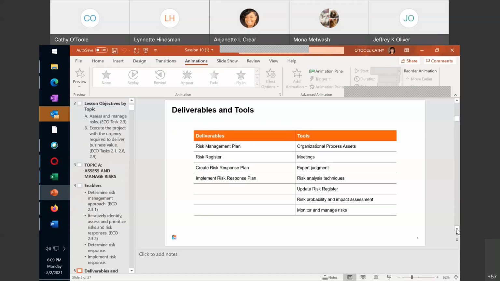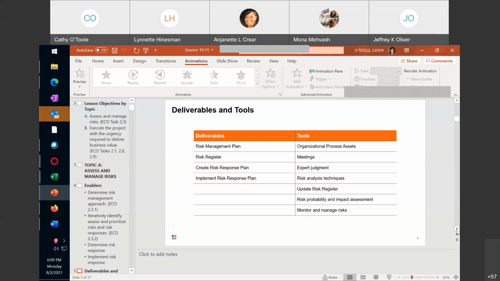Okay, we have some deliverables here that come out of this section when you're managing a project. Some of the deliverables that you need to create will be a risk management plan, a risk register. You'll also create a risk response plan, and if necessary, you'll implement a risk response plan.